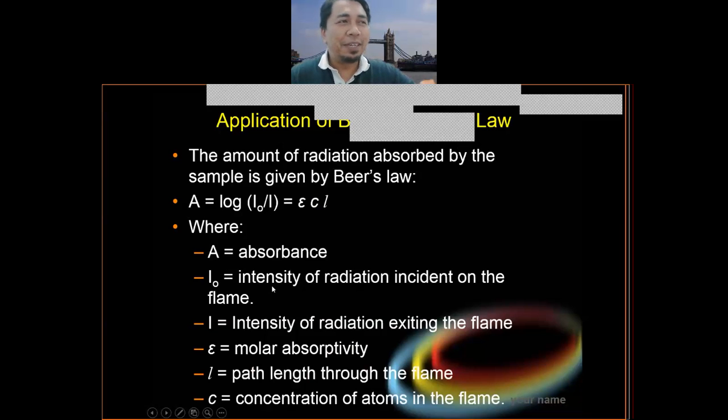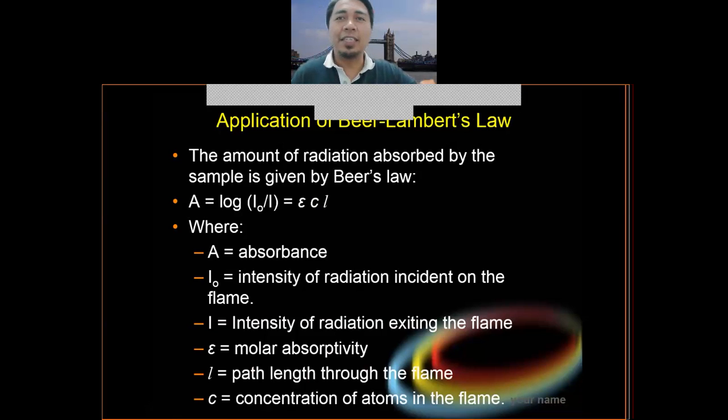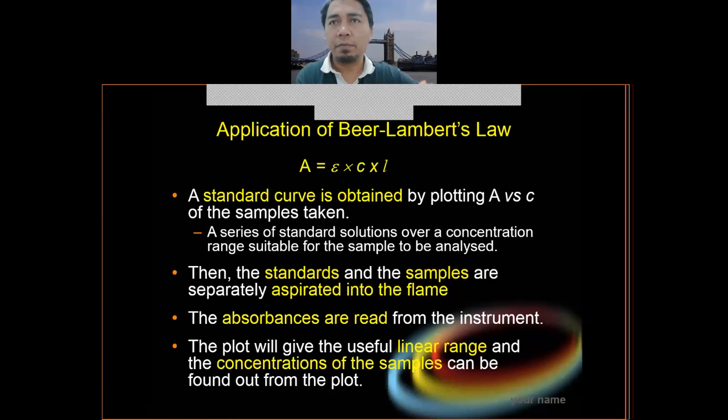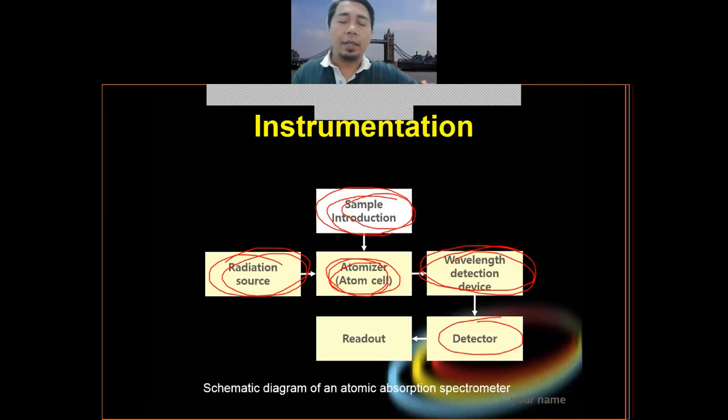Still, it's based on Beer-Lambert law. A is equal to epsilon CL. Okay, it's based on that. I'm not trying to discuss what Beer-Lambert law is here too much, because we want to understand the machine. When we try to understand the machine, we will automatically understand this Beer-Lambert law. Read about it, please. Okay, that's it. That is the principle.